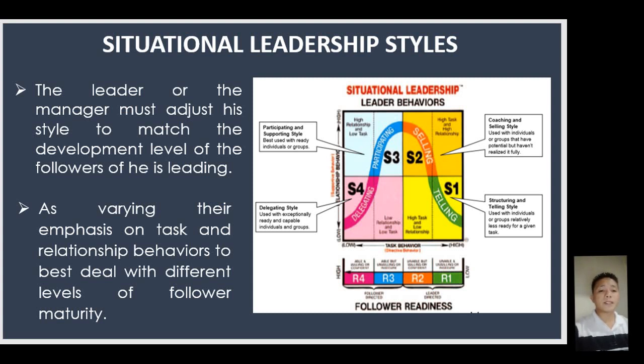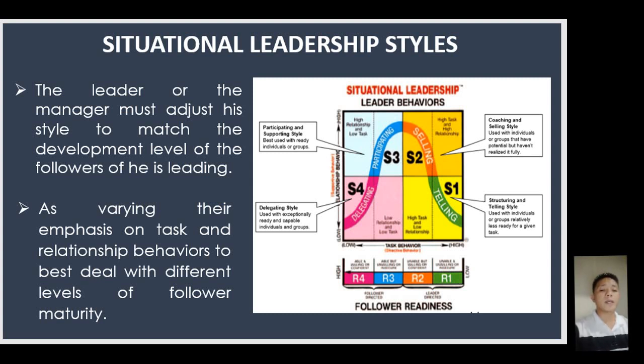Situation 1 is telling. In this situation, the leader defines the roles needed to do the job and tells the followers what, where, how, and when to do the tasks. So it is characterized by one-way communication. Situation 2 is selling. In this situation, the leader attempts to convince the group by providing social and emotional support to the individual being convinced. This is two-way communication.